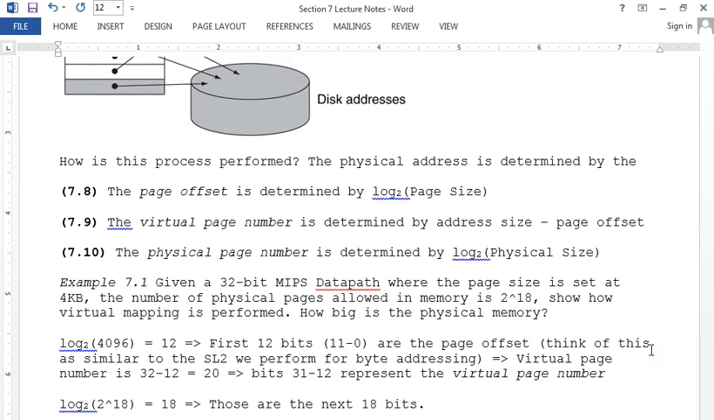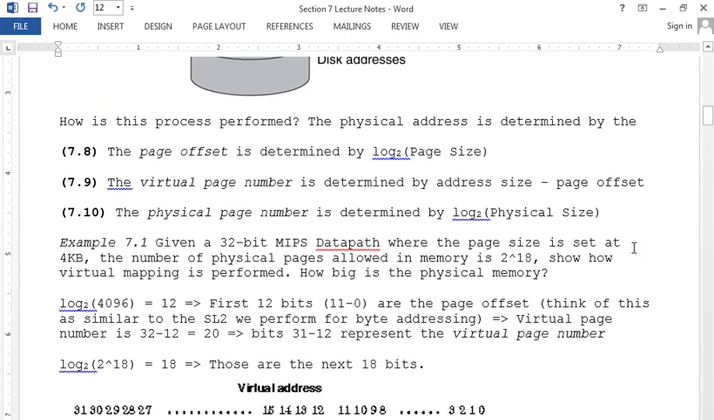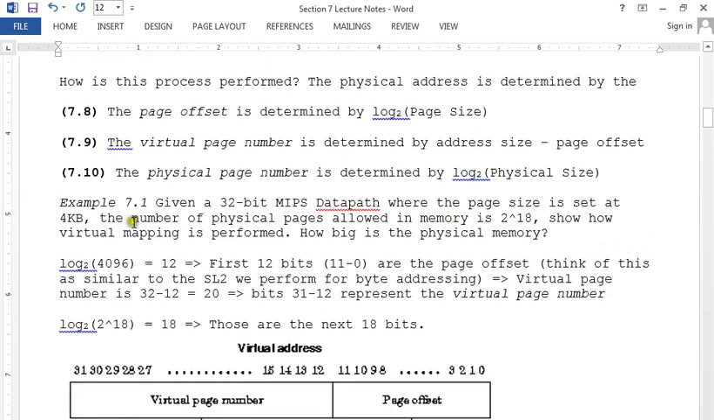So example 7.1 is, given a 32-bit MIPS data path, where the page size is set at 4 kilobytes, so that's the minimum amount of size we can transfer back and forth, it's 4 kilobytes. The number of physical pages allowed in memory is 2 to the 18. Show how virtual mapping is performed, and how big is the physical memory. So 4K is actually 4096, and so log 2 of 4096 is 12.